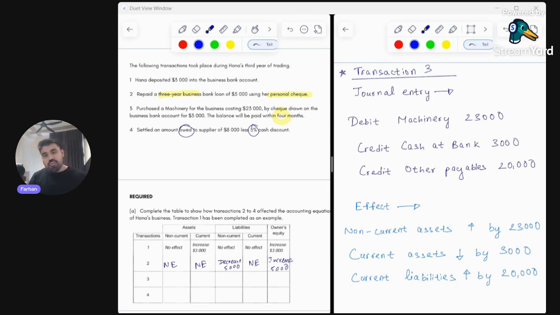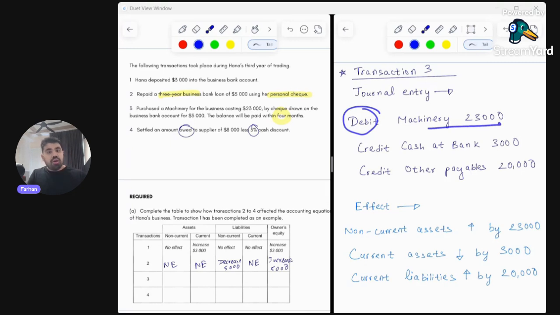All right, so we have actually used our own funds, and at the same time, we have also bought this asset on credit. So what's really happening here? So how should we journalize them? When we are buying the asset, which is the machinery, our assets are increasing in value. When assets increase, we always debit them. So we are debiting machinery by $23,000.